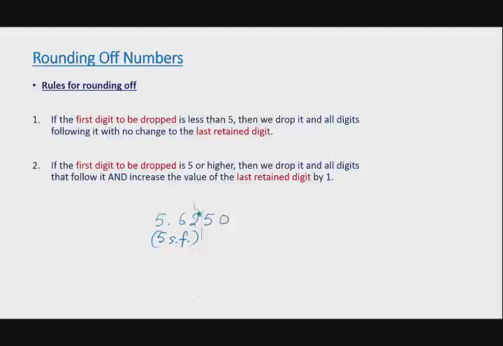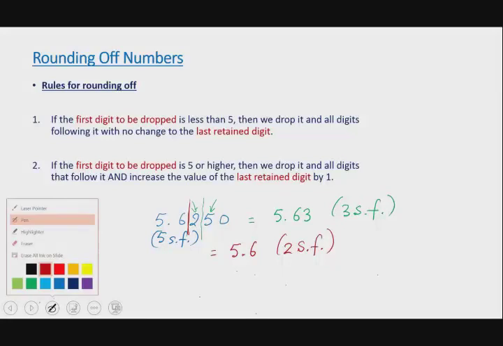This is our last retained digit. That is our first digit to be dropped. So in this case, the first digit to be dropped is 5, which means that the last retained digit gets raised by 1, and this number now has 3 significant figures. What if we needed to round the number to 2 significant figures? In other words, we needed to round off right there. Now in this case, it would be 5.6 because the last retained digit is not changed as the first digit to be dropped is less than 5.